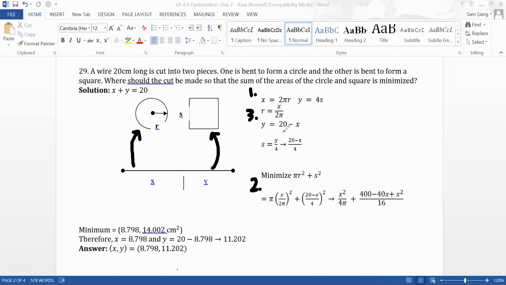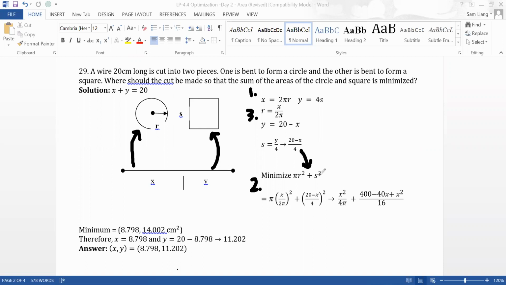And then lastly, we have y equals 4s. So s equals y over 4. Divide both sides by 4. We need that because we need to write s in terms of x. As we know, y is equal to 20 minus x, so you can plug that in here. So s equals (20 minus x) over 4. Now we're ready to substitute this into these equations.